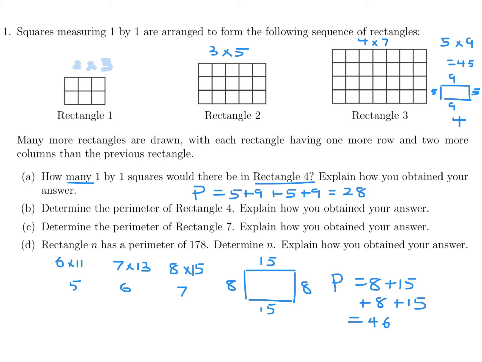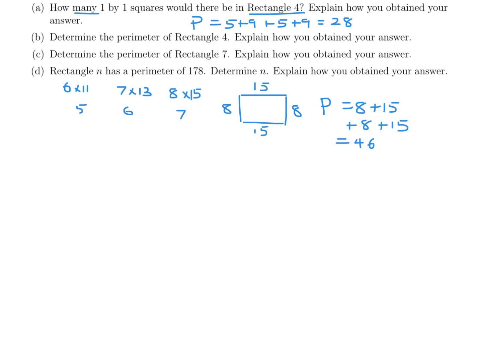And D, rectangle N has a perimeter of 178. Determine N. Explain how you got your answer. Okay, so this time they're saying that you have a rectangle, and this was rectangle 5, this was rectangle 6, this was rectangle 7, this is rectangle N. So we don't know. Is it the 10th one? Is it the 15th one? Is it the 50th one? We don't know. But we have to figure out the dimensions.